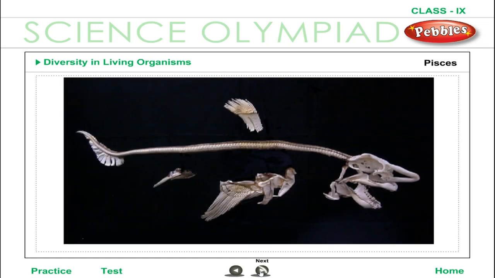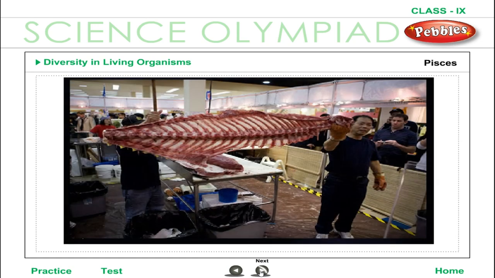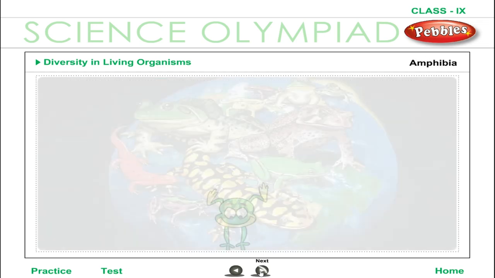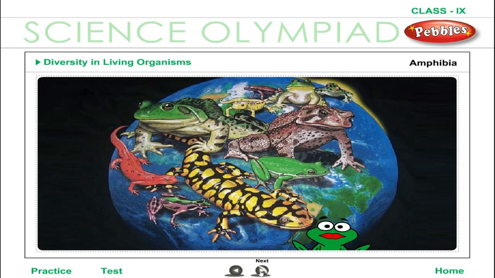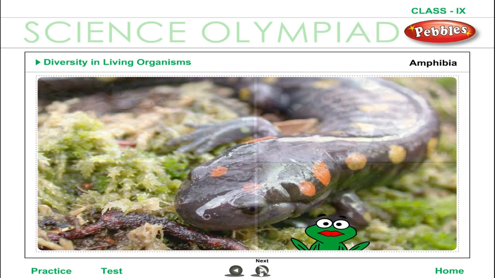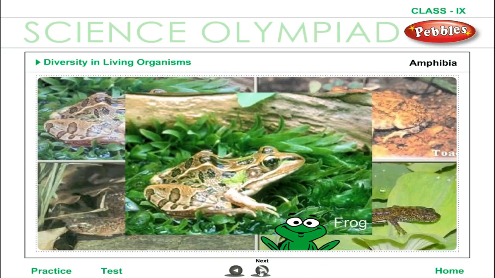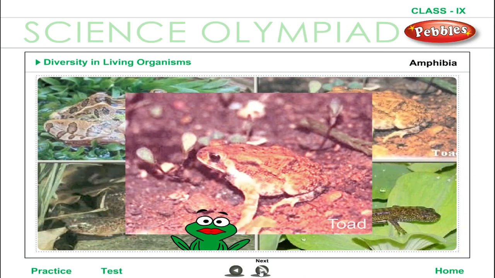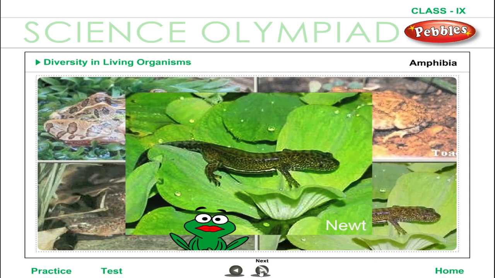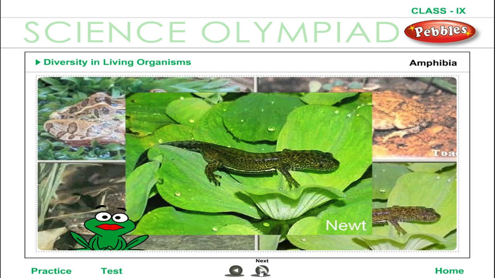Pisces. These are fish. They are exclusively aquatic animals. Their skin is covered with scales. They obtain oxygen dissolved in water by using gills. The body is streamlined and a muscular tail is used for movement. They are cold-blooded and their hearts have only 2 chambers, unlike the 4 that humans have. They lay eggs. We can think of many kinds of fish, some with skeletons made entirely of cartilage, such as sharks, and some with a skeleton made of both bone and cartilage, such as tuna or rohu.